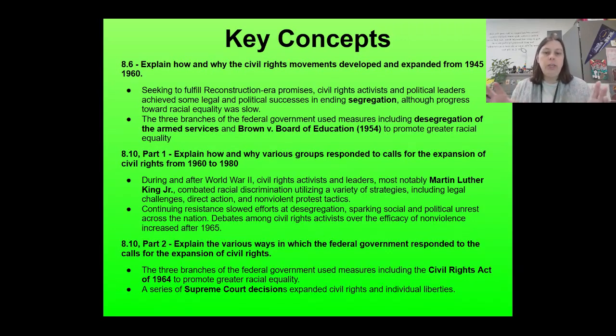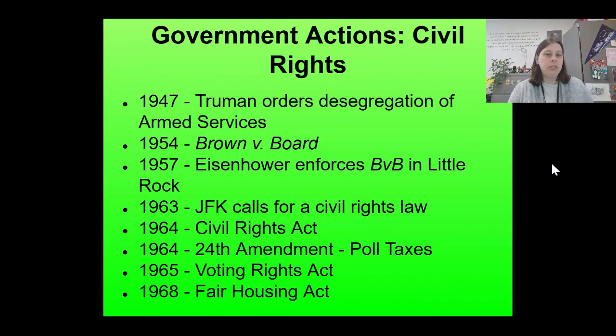And if you dig into these, the College Board mostly tends to divide things into wanting you to know about things that the U.S. government did to advance the civil rights movement, and then things that activists did to advance the civil rights movement, mostly by pushing the government to do more. So that's what we're going to dig into here in the next couple of slides. First up, things that the government did.